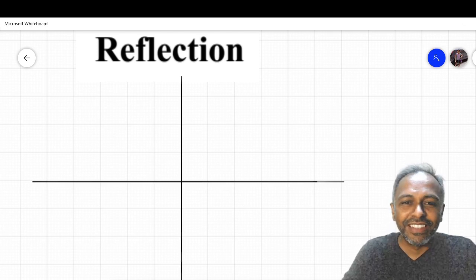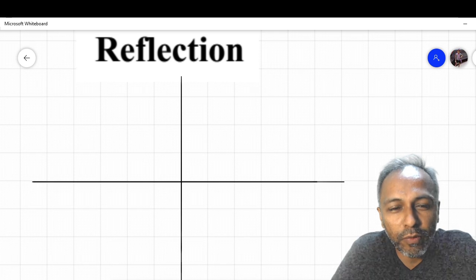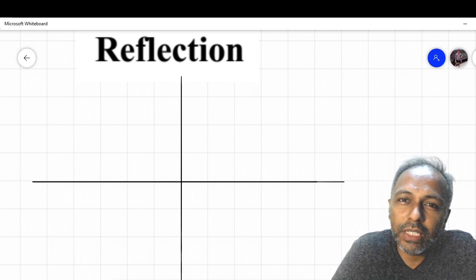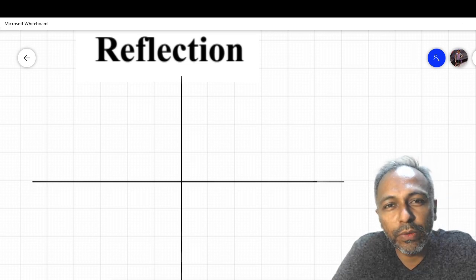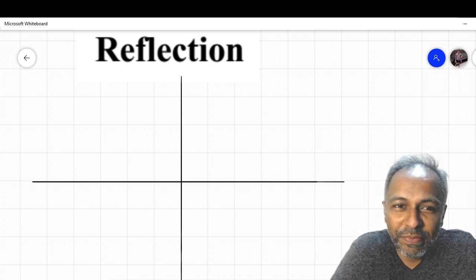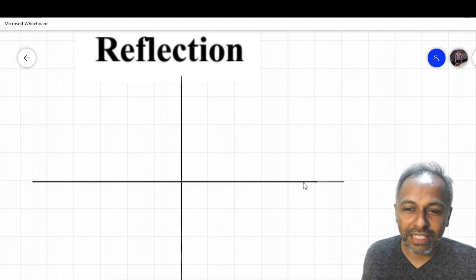Hello students. Today we will start with reflection. Usually it comes in board exam for 4 marks, and in this topic we will be covering all the important concepts, and we will also try to do latest board questions. Concepts शुरू कर देते हैं. Let's start with reflection. We have already drawn the axis.